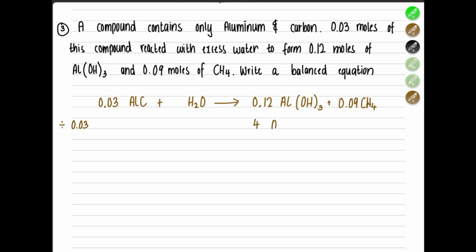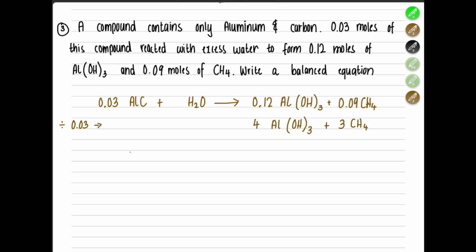So we know this is 4AlOH3. The reason why we're not dividing the reactants is because we don't know the formula. And also we know that water is in excess. So we're just dividing the products now. 4AlOH3, 3CH4. So if we want to balance it, we know we have 4 aluminum.